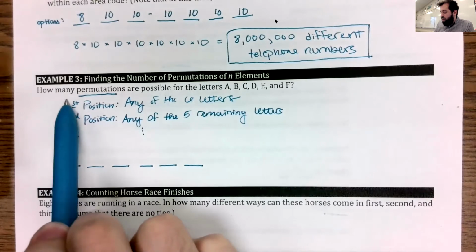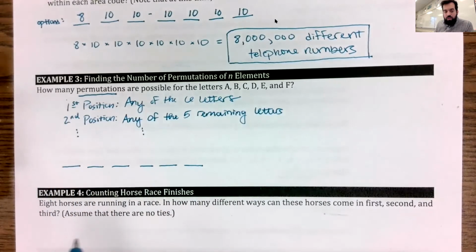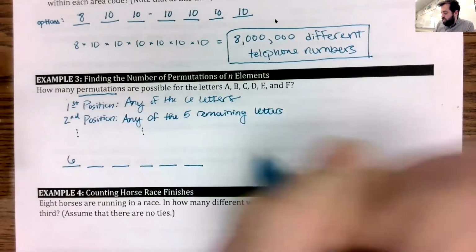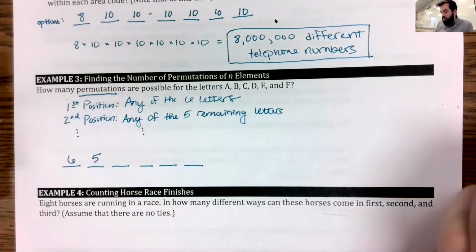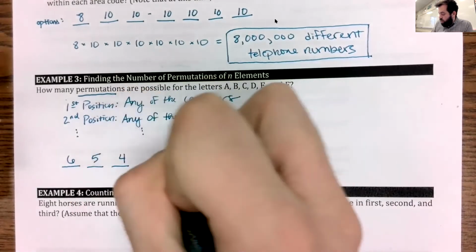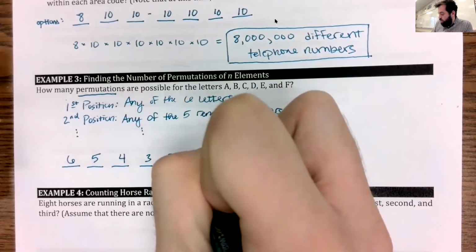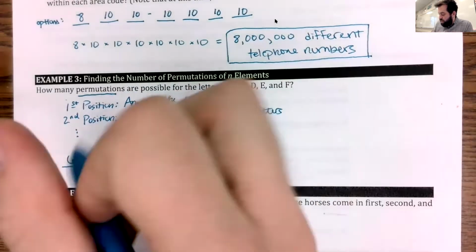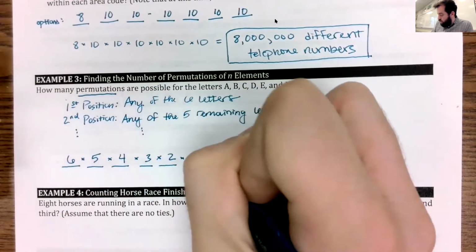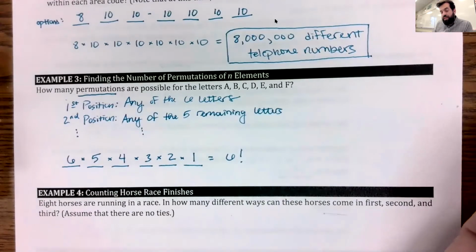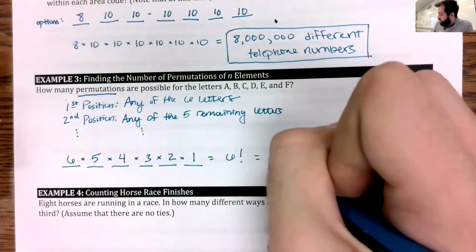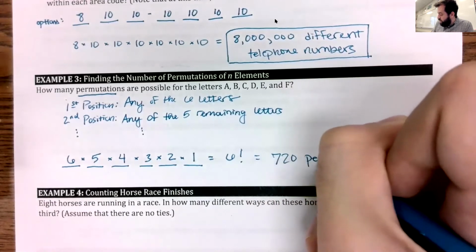When the question says how many permutations, that means how many orderings of those letters are possible. We know there are 6 options for the first position. There's going to be 5 letters left by the time we get to the second position because we already used up one of the letters. Then there will be 4, and then 3, and then 2, and then finally there's only 1 letter left by the time we get to the last spot. So if we multiply all of these together, we're just getting 6 factorial, which is what the definition said for permutation. And so 6 factorial means that we have 720 possible permutations or orderings of those 6 letters.